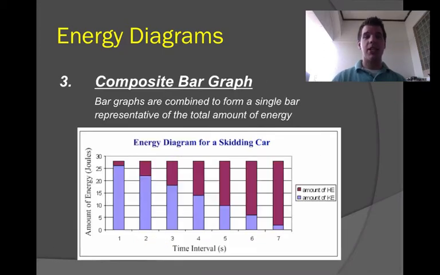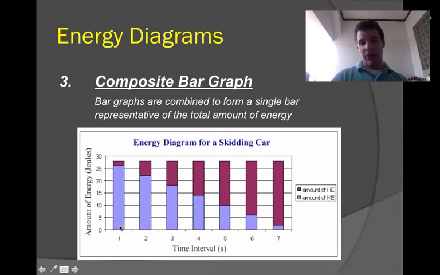The third kind is another type of bar graph, but it's called a composite bar graph because we actually combine those two bars into one bar together. And so what happens here is it makes it a little bit easier to see the law of conservation of energy, which we're going to talk about in a second.